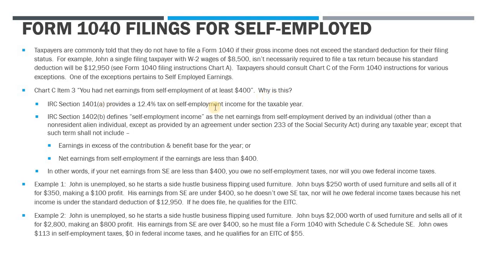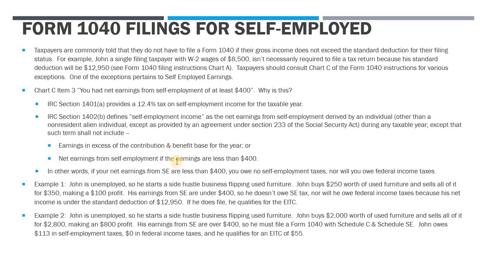And why is it that threshold? Well, the relevant code sections here in the IRC are 1401 and 1402, right? So 1401 provides that you're subject to a 12.4% tax on your net self-employment income for the year. And then more specifically within 1402(b), it defines self-employment income as your net earnings from self-employment derived by an individual during the year, except that it doesn't include these two following exclusions, right?